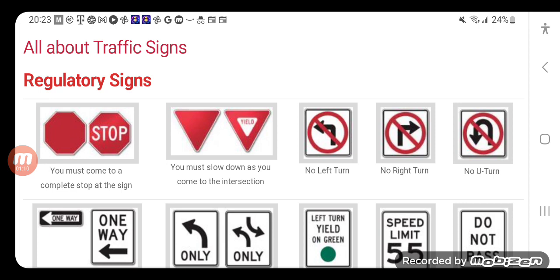Whenever you see a circle with a line through it, that means you cannot take that action. For example, this is no left turn. That means you cannot take a left turn at a traffic signal or at a stop sign or at an intersection, okay? This is no right turn. It means that you cannot turn right at an intersection or at a traffic light. And then no U-turn. A lot of times you'll see these in the medians where they do not want you to cross the median or do any type of U-turn because that causes a lot of accidents.